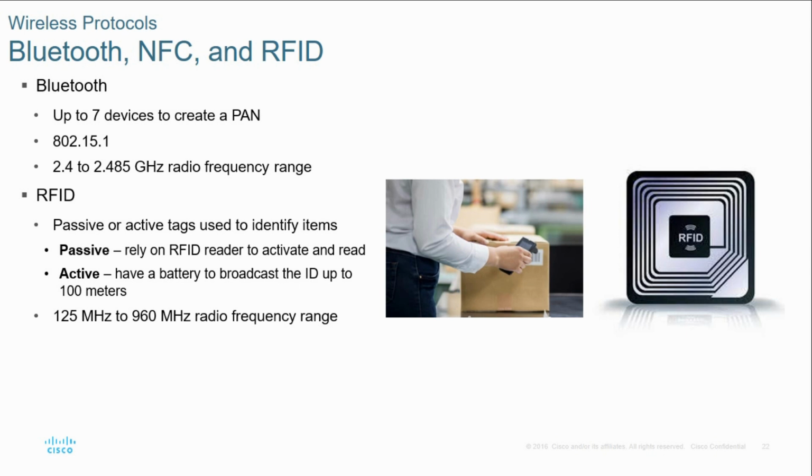The first is the active RFID tags, which have a battery and can broadcast their ID up to 100 meters. The second is the passive RFID tags that rely on the reader that uses radio waves to read its tag. Passive RFID has a range of 25 meters only. Typical application for this is for inventory and sales.